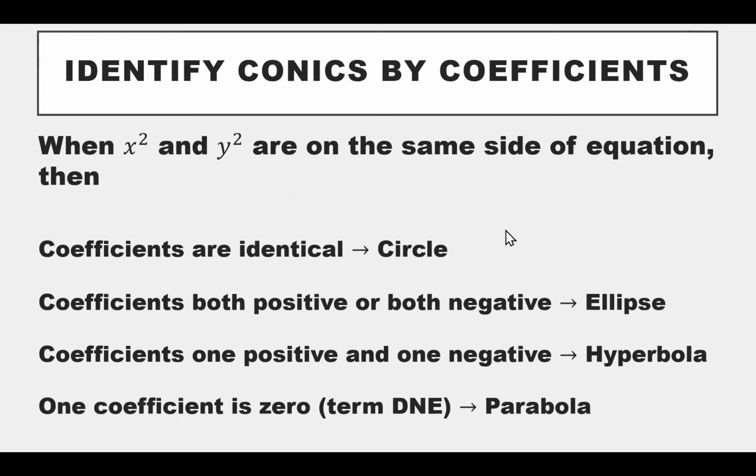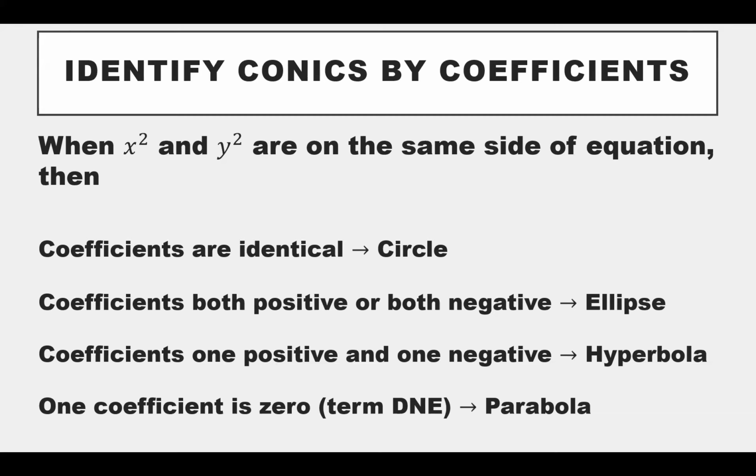So in short, this is how I identify conic sections by their coefficients. I focus on the x squared and the y squared term when written on the same side of the equation. If the coefficients on the x squared and y squared terms are identical and on the same side of the equation, I know I have a circle. If the coefficients of x squared and y squared are both positive or both negative when x squared and y squared are on the same side of the equation, then I have an ellipse.